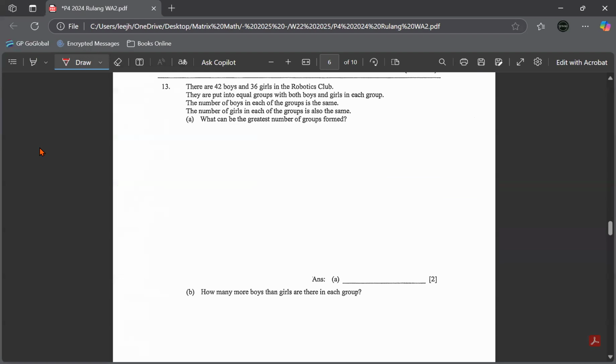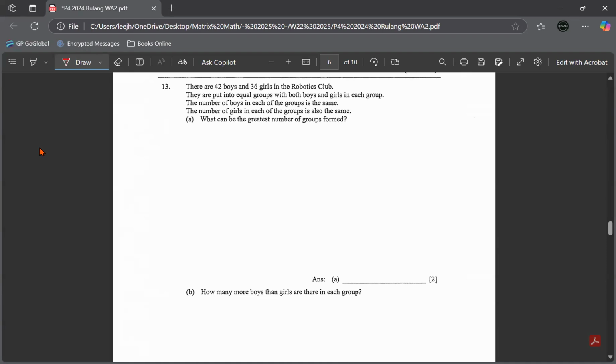So this kind of question, we cannot divide or whatever. We have to use the factors and multiples method because right now we don't know how many girls and how many boys are in each group. We only know that the number of girls and the number of boys in each group will be the same. I mean, the number of boys in each group is the same. The number of girls in each group is the same.